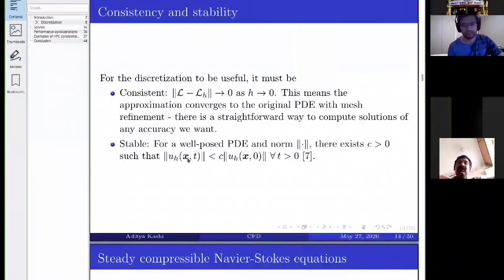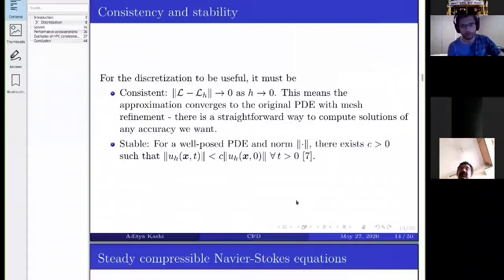In that sense, it is a discretization that makes sense. And we also want the numerical method to be stable. What this means is that the solution remains bounded with respect to some initial condition that we start with. So it should be bounded for all times.